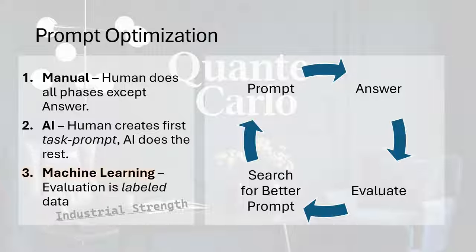In this version, there might be multiple agents acting together, and there might be 2 or 3 cycles. In the machine learning version of prompt optimization, the evaluation happens with labeled data. So the search for a better prompt is a machine learning problem using a metric like accuracy.